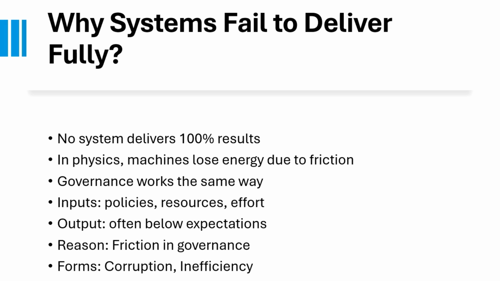Now think about governance. A state may invest resources, policies, and effort, but still fail to achieve desired outcomes. Why? Because just like machines, governance also suffers from friction. And this friction has two major forms: corruption and inefficiency.